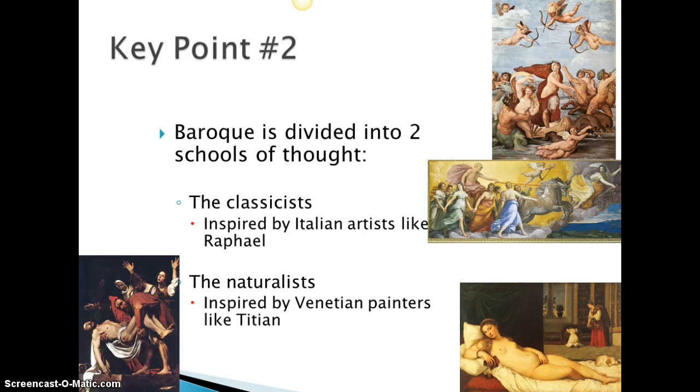You have the Classicists, who use artworks like the Raphael version here to set up their artworks using the same kind of color schemes, the same kind of portrayal of the human form. And then you have the Naturalists, who were inspired by Venetian painters like Titian, using foreshortening and a certain type of color scheme that you can easily recognize.